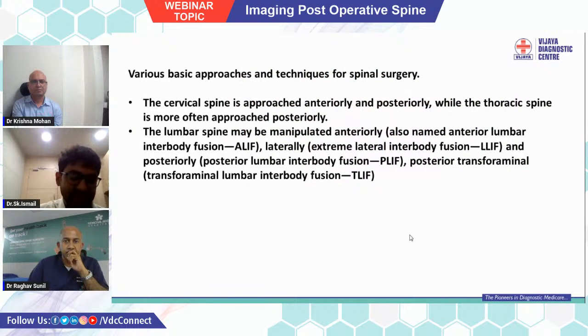I'll show you a few examples in the following slides regarding the instrumentation failure and instrument related complications. And there are various basic approaches for spinal surgery, and the cervical spine is usually approached anteriorly and posteriorly. Anteriorly, the commonest post-op X-ray which we see in everyday practice is following ACDF. So ACDF is usually done through the anteromedial or anterolateral aspect with respect to the carotid sheath, or through the retropharyngeal approach. And the main aim is decompression and discectomy and removal of the posterior osteophytes with fusion of the vertebral body segments.